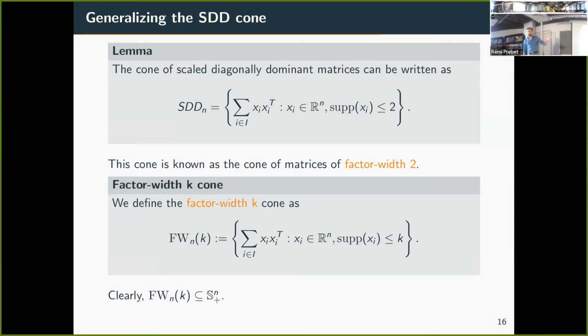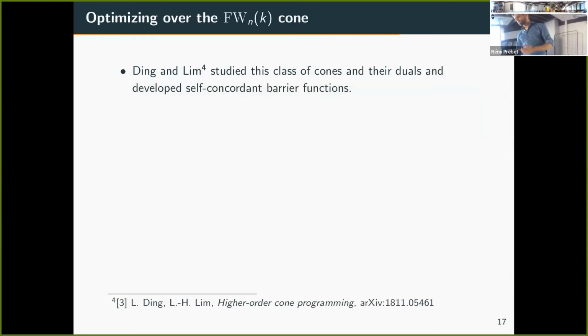And we call these cones the vector width k cones. For every k, these cones are a subset of the cone of positive semidefinite matrices. So in principle, we could use these for the iterative scheme that I proposed, because this simply required a subcone of the PSD cone. And the paper on higher order cone programming studied this class of cones and their duals, and they developed self-concordant barrier functions.